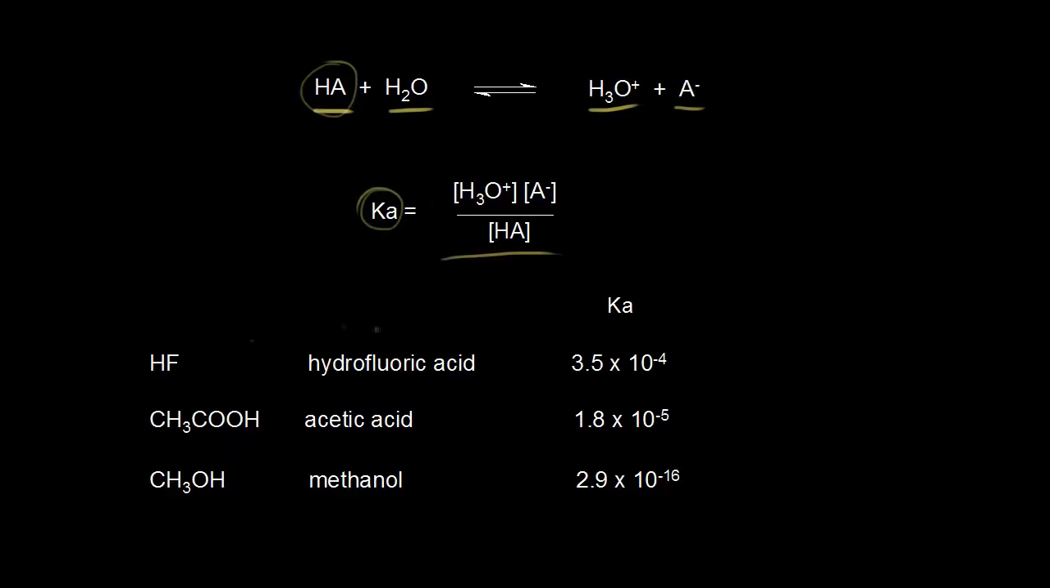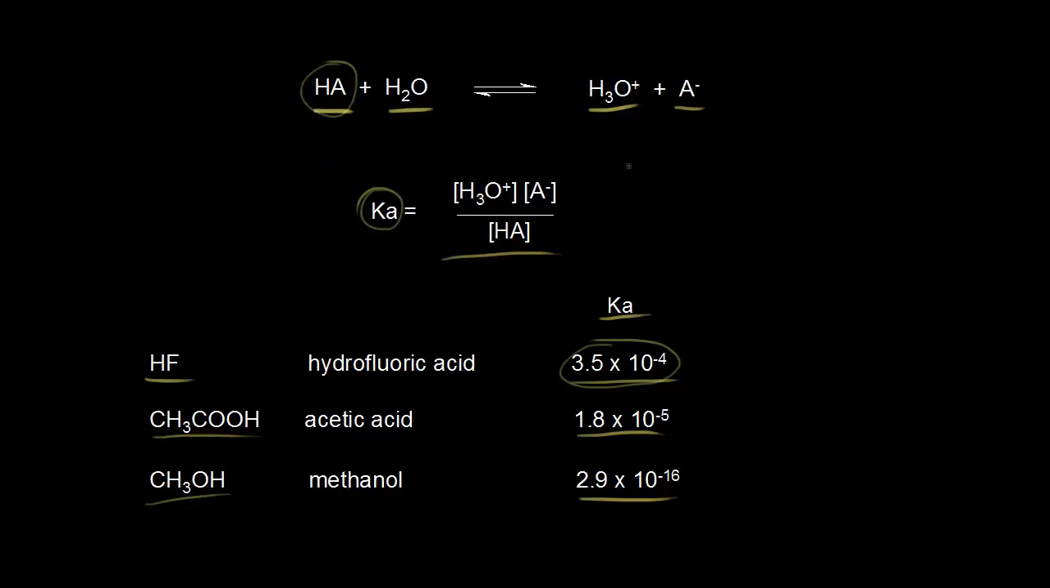So here we have 3 weak acids: hydrofluoric acid, acetic acid, and methanol. And over here are the Ka values. So you can see that hydrofluoric acid has the largest Ka value. So even though they're all considered to be weak acids, 3.5 times 10 to the negative 4 is larger than 1.8 times 10 to the negative 5. So hydrofluoric acid is stronger than acetic acid, and acetic acid is stronger than methanol. But again, they're all considered to be weak acids relative to the stronger ones.